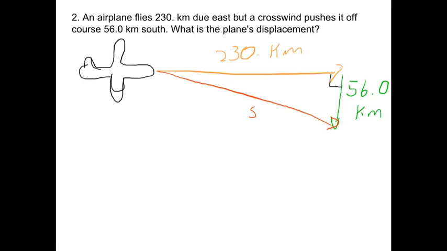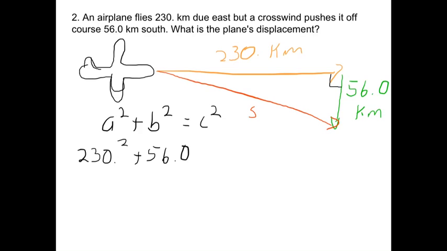This is just a nice little right triangle. So I can solve for S, our displacement, by using Pythagorean theorem. A squared plus B squared equals C squared. So 230 squared plus 56.0 squared is going to be my hypotenuse, C squared.